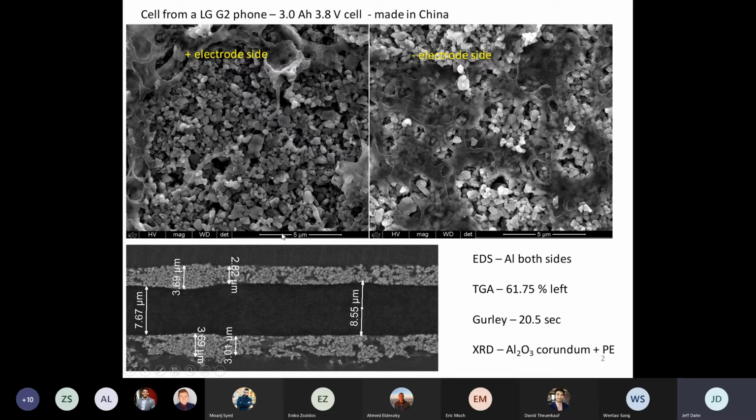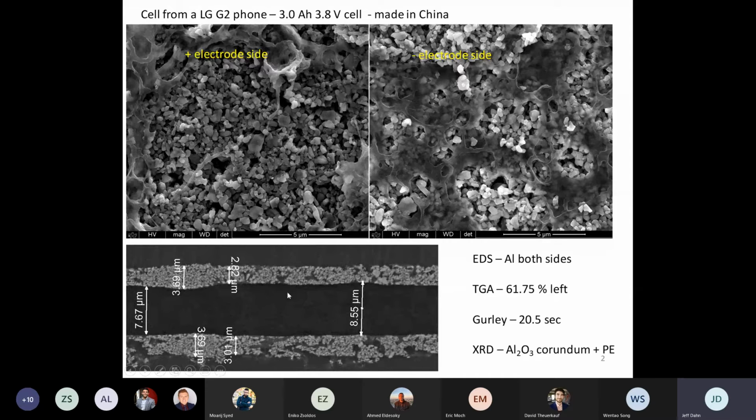And you can see the scale of it. There's a 5 micron scale bar, and you can see this aluminum oxide just kind of everywhere where the polymer is. And at the negative electrode side, it looks just the same. And then if you take a cross section of this thing, what you see is this aluminum oxide layer, and there's some polymer in this layer to keep it from falling off. And then you have the polyethylene in the middle, and then another ceramic layer on the outside.